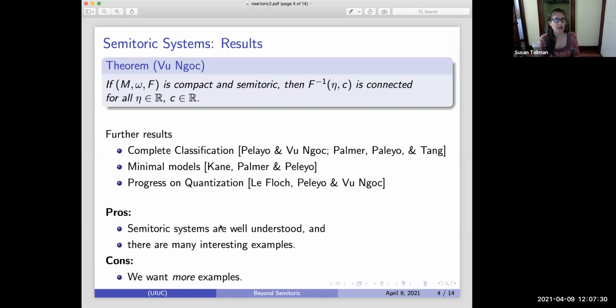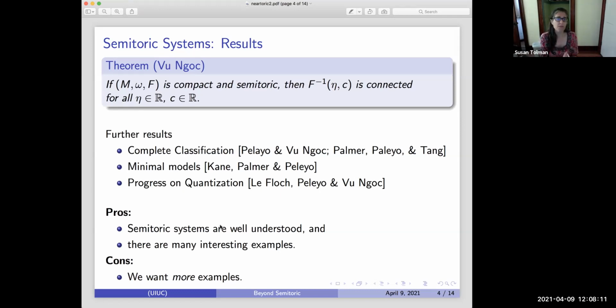And like I say, I'm not going to be comprehensive, but there really is a complete classification that's very satisfying by Pelayo and Vũ Ngọc, and then Palmer did some, and then Pelayo and Tang did some more. It's a really nice classification. There's minimal models, so you can say in terms of being blowups of some other example, and that was by Kane, Palmer, and Pelayo. And there's also been a fair amount of progress on quantizing these. So that was Le Floch, Pelayo, and Vũ Ngọc are the most important names there. But like I said, I won't go into detail, but there's a lot of things that are known about them.